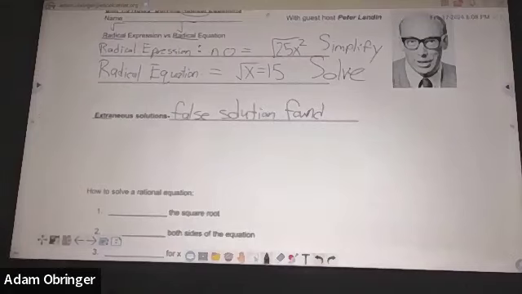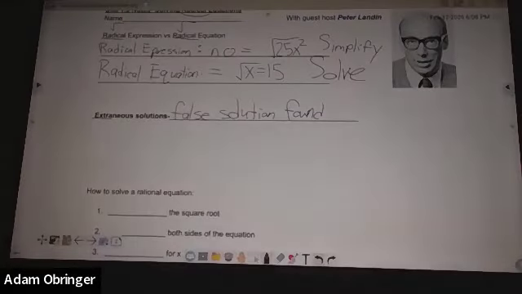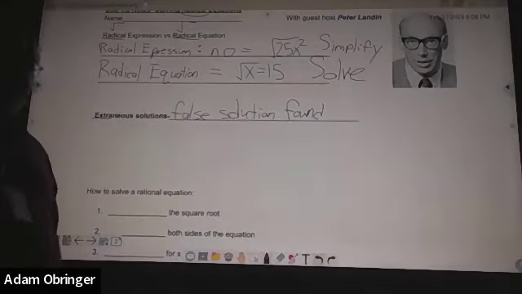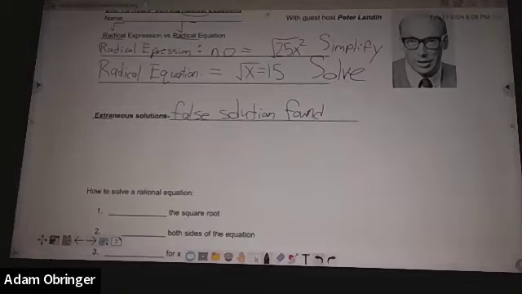We'll see some examples of that occur later on. The best way to check for it and to tell that you actually found a false solution is to backsub, and that is going to be a requirement in this lesson. You must backsub and check your answers.